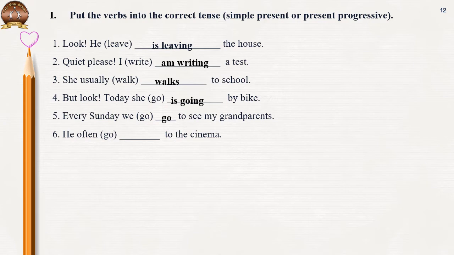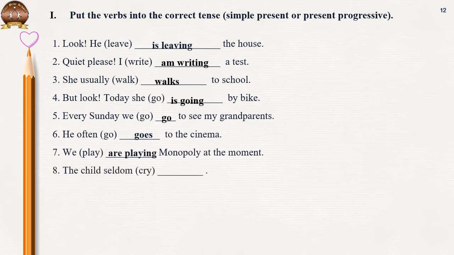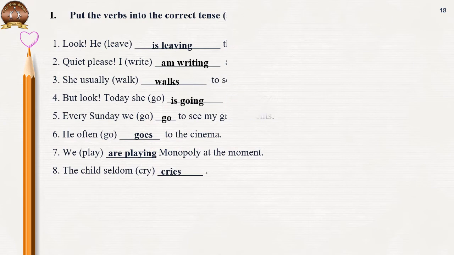Every Sunday, see again an occurrence that always happens. He often, again, a repeating occurrence. Then we are playing at the moment. Automatically we use present continuous. The child seldom cries, never cries, showing an action of habit.